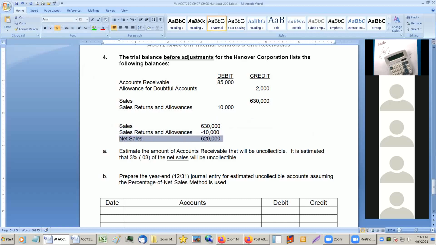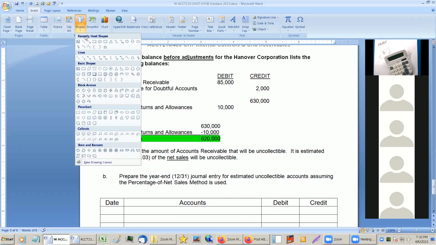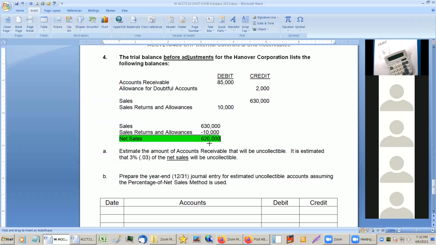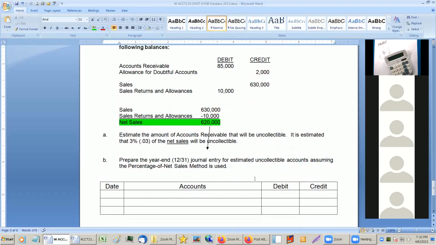All right, so these are the net sales, and that is what you're going to use when you do your estimate. This is what you're going to use to do that estimate. So, all right, I'll be quiet and see if you guys can figure that one out.